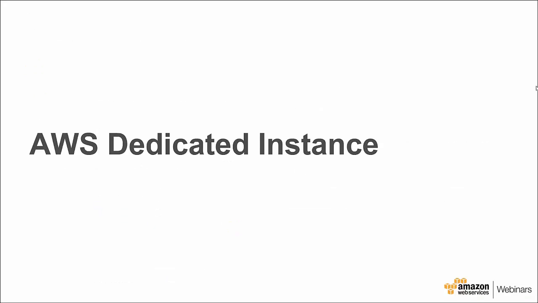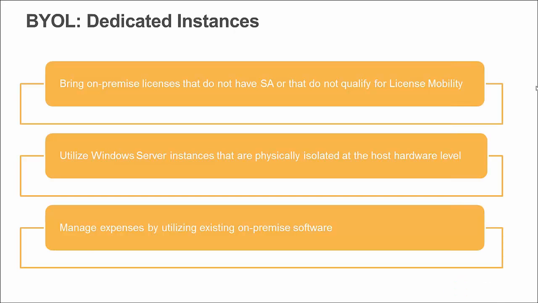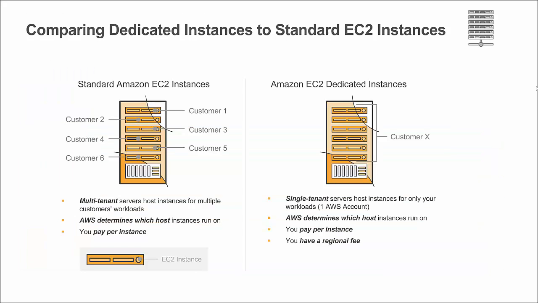So now that I've talked about dedicated hosts, I'm going to cover dedicated instances as well. So dedicated instances allow you to take your on-premises licenses that don't have SA or don't qualify for license mobility and bring them into AWS. You can use Windows Server because it is, again, physically isolated at the host hardware level, and you can use your existing on-premises software to reduce your cost.